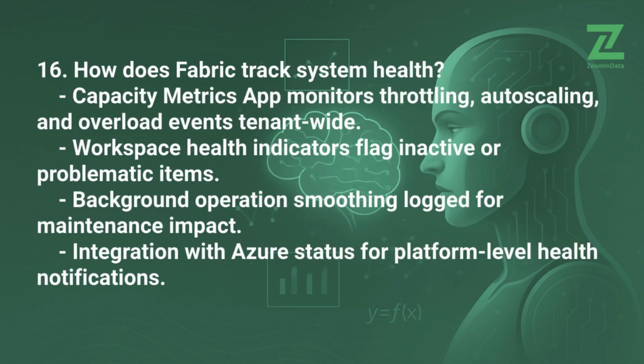16. How does Fabric track system health? Capacity Metrics app monitors throttling, auto-scaling, and overload events tenant-wide. Workspace health indicators flag inactive or problematic items. Background operation smoothing logged for maintenance impact. Integration with Azure Status for platform-level health notifications.